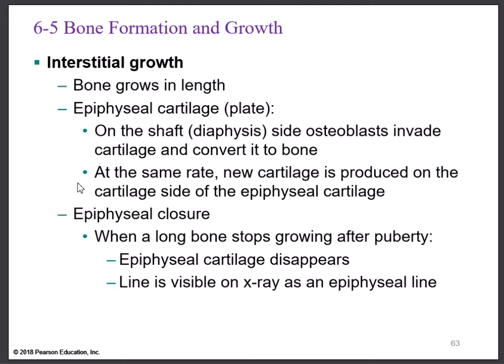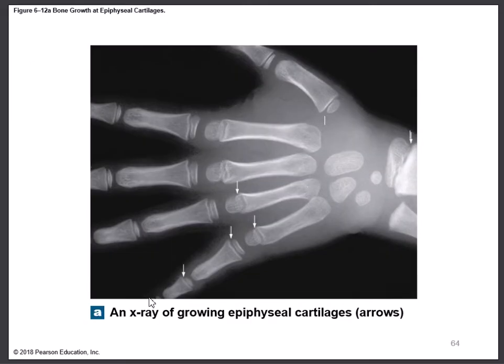And then finally, once we stop growing, once we get through puberty, the process is known as epiphyseal closure. At that point, the epiphyseal cartilage will get narrower and narrower and turn into an epiphyseal line. And like I mentioned, we can see this line on X-ray. So let's take a look at an X-ray real quick.